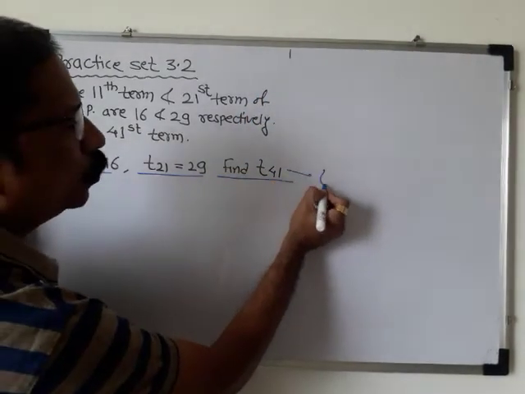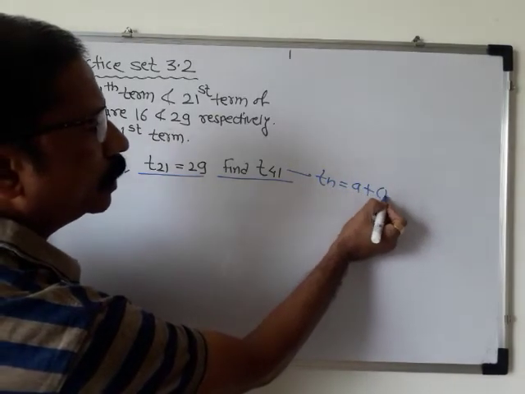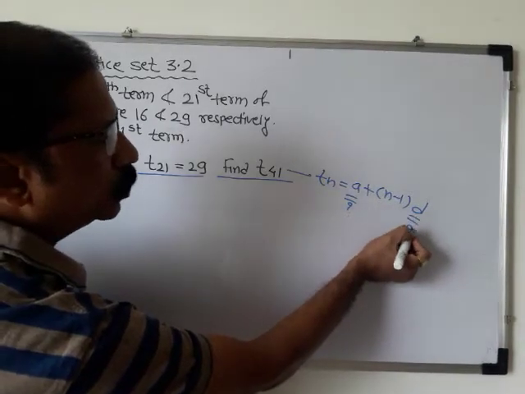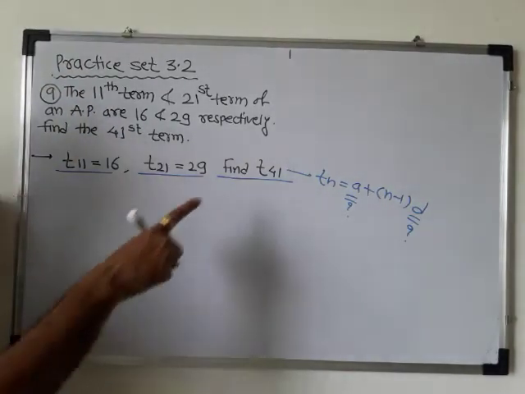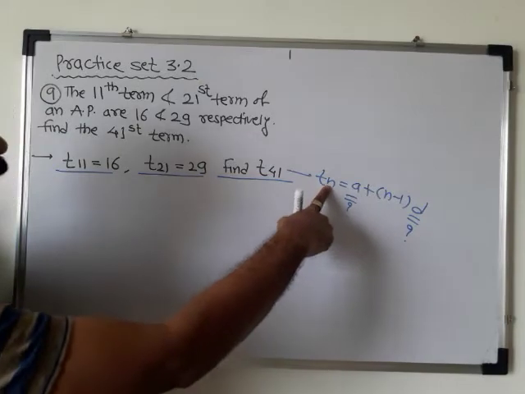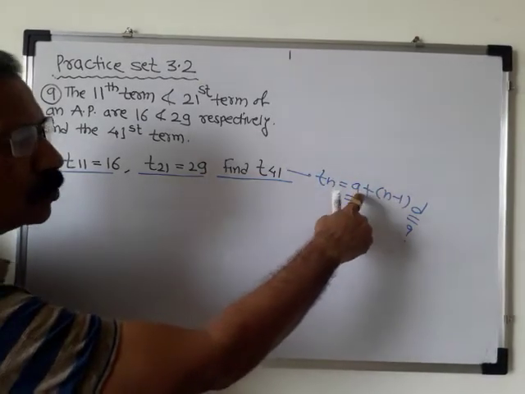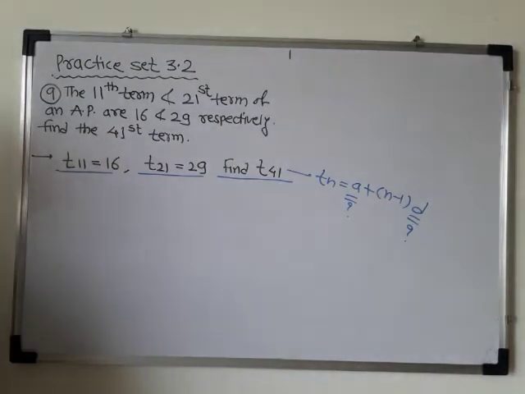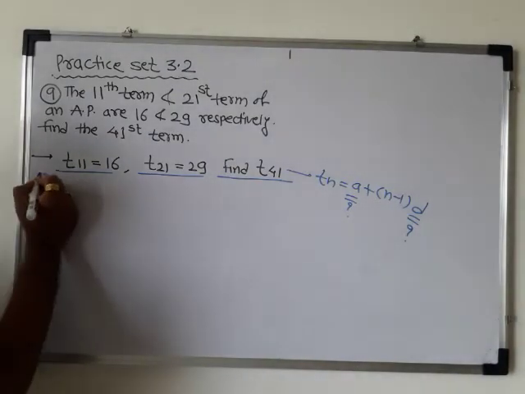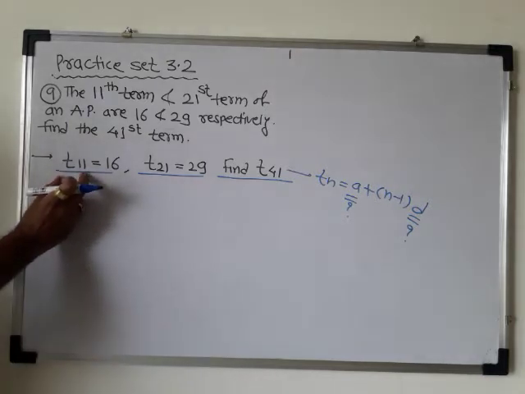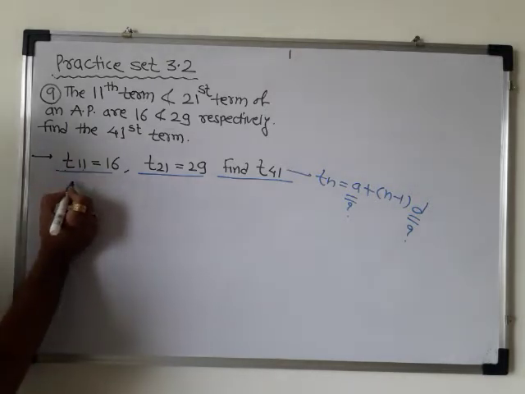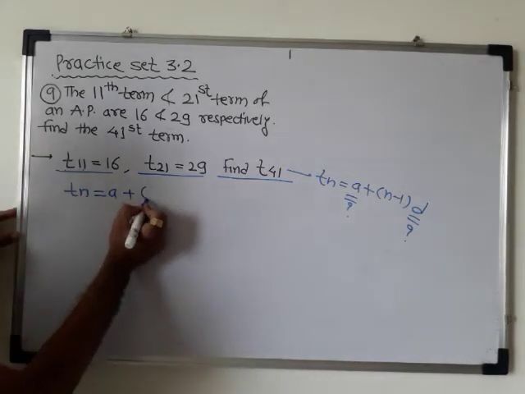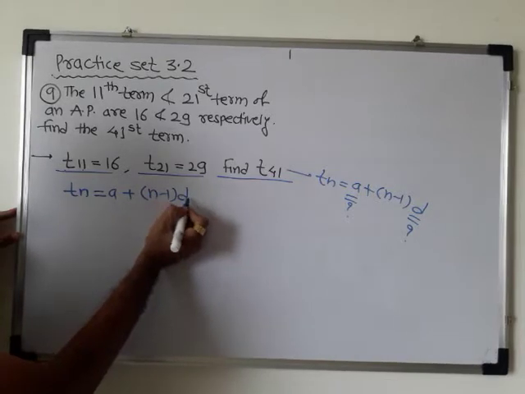So again you need a formula. Tn is equal to a plus (n minus 1) into d. a is a question mark and d is a question mark. Means if you have to find T41, n is equal to 41, a is not given, d is not given. So we will start from the given thing. What is given? They first provide you the 11th term. So as Tn is given, we will start with that formula, Tn is equal to a plus (n minus 1) into d.